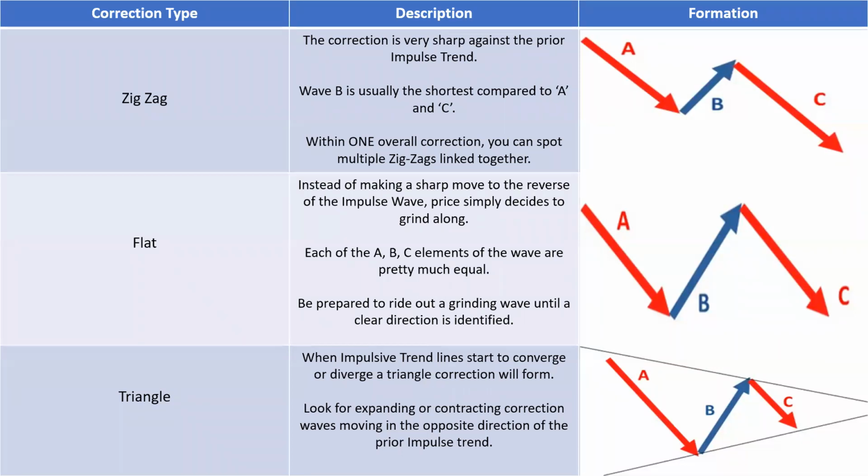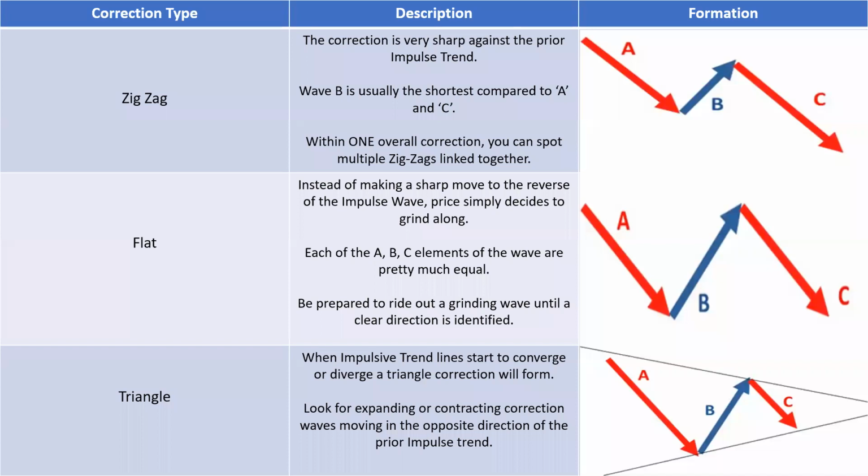And then finally, you have that triangle wave, where the impulse trend line starts to converge or diverge, giving you a triangle type of correction. And you want to look for expanding or contracting correction waves moving in the opposite direction of the prior impulse trend.